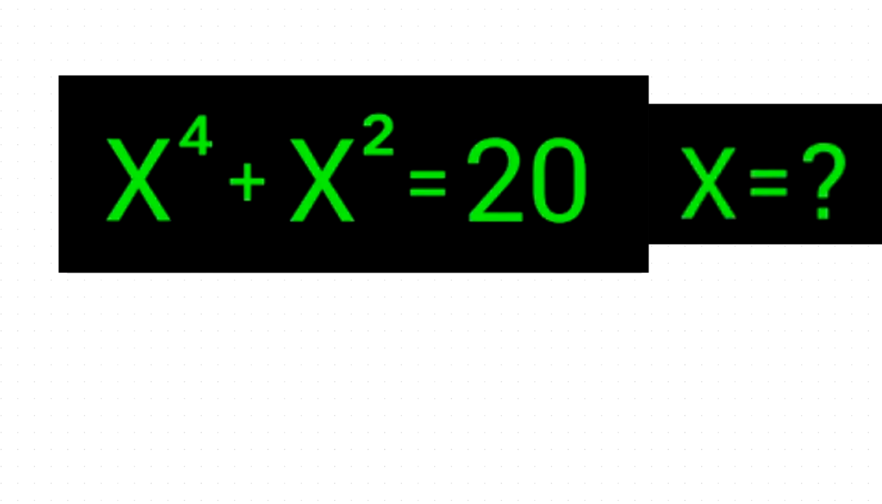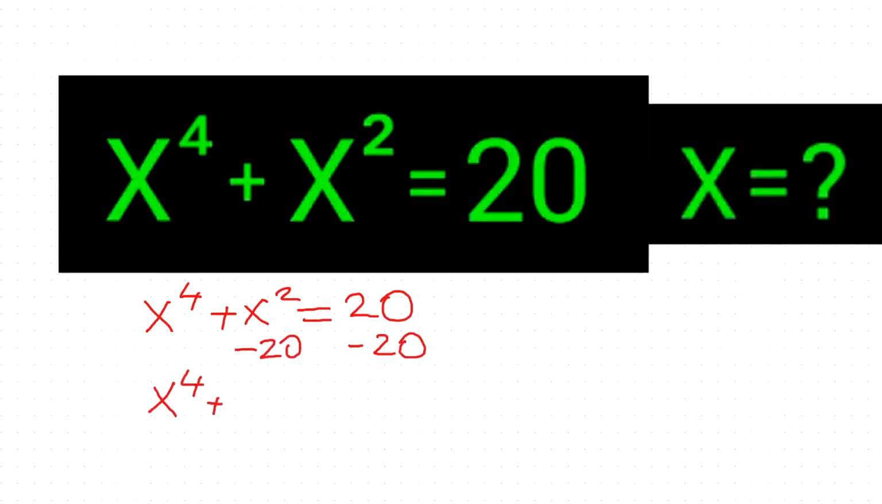In this case, let's start solving this question. Here, the very first step: as long as it's 20 on the side of the equation, I will just go ahead and take away 20 from both sides. So that's going to give us x to the power of 4 plus x squared minus 20 is equal to 20 minus 20, which is 0. So we have this.